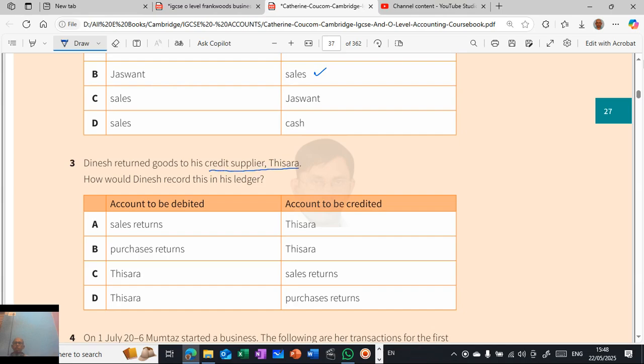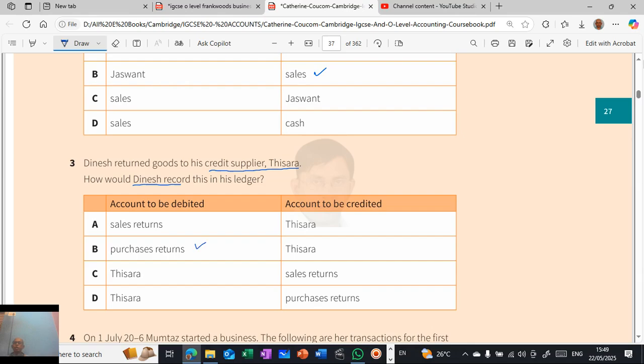So Dinesh returned. How would Dinesh record in his ledger? So Dinesh is recording. So what is happening? Is it a sales return or a purchase return? When will Dinesh return the goods? Obviously, when he has purchased. Only if Dinesh has purchased can he return the goods. If it has been sold, obviously he will receive it back. So it will be purchase returns.